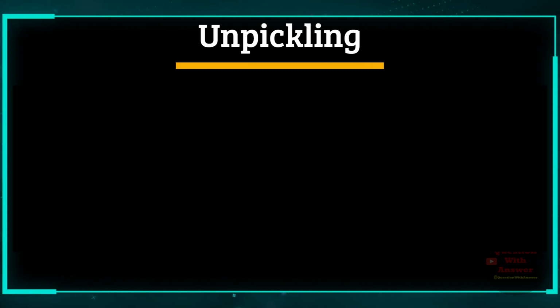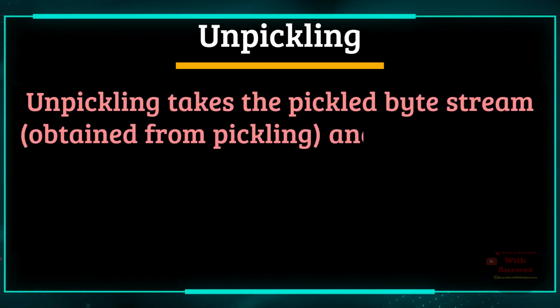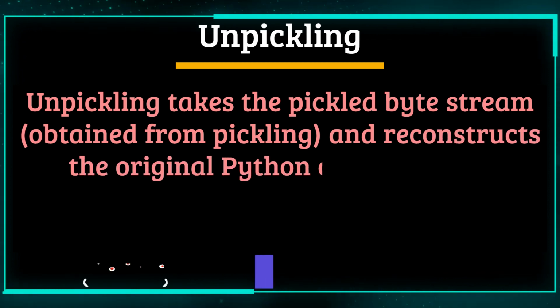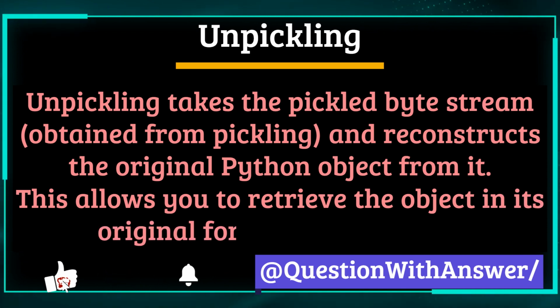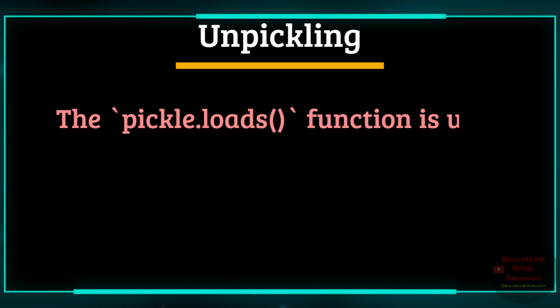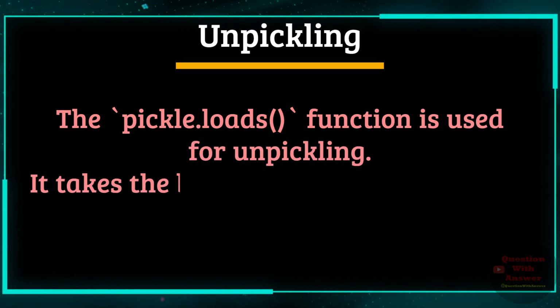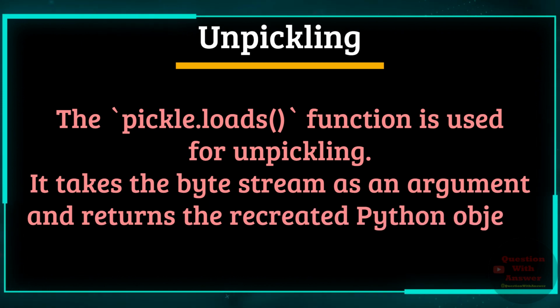Unpickling. Unpickling takes the pickled byte stream, obtained from pickling, and reconstructs the original Python object from it. This allows you to retrieve the object in its original form for further use. The pickle.loads function is used for unpickling. It takes the byte stream as an argument and returns the recreated Python object.